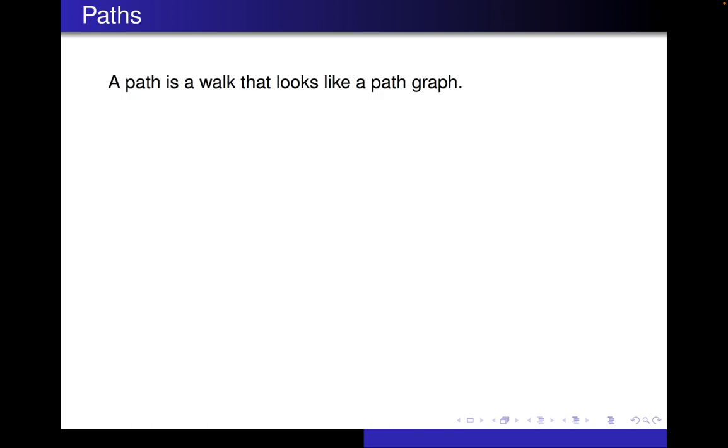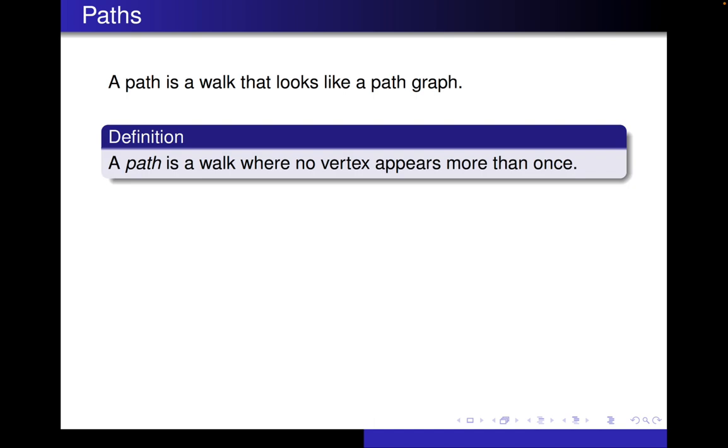A path is a walk. It looks just like a path graph, and all that means is there are no repeated vertices. Every vertex in the path appears once or not at all.